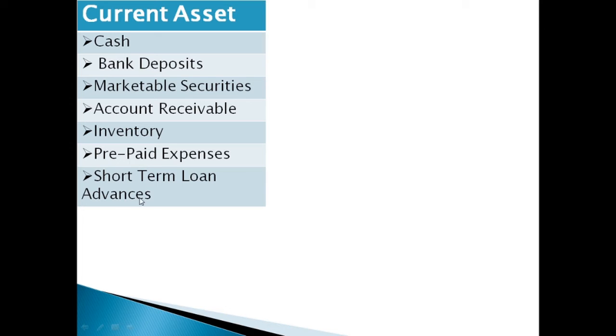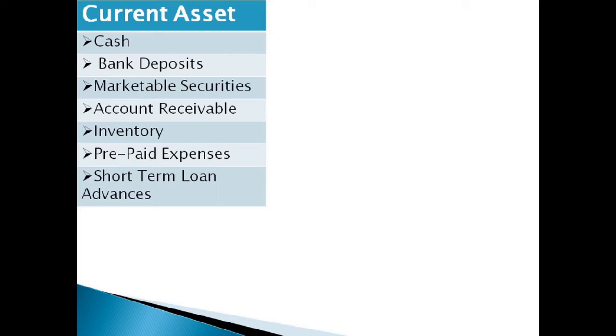Short term loans and advances. Let's say you have given some kind of short term loan to a person, so now you can get the interest plus the loan capital amount in the form of cash. So this is also one of the ways of generating cash. These are the different ways of generating cash. There are many others, but these are the major ways in which you can generate cash in the short term. So this is called current asset.